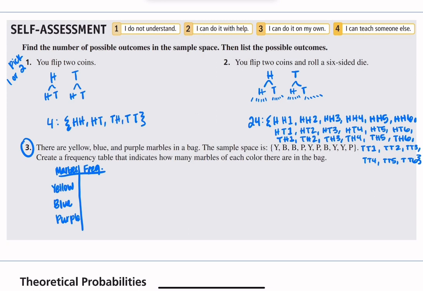Yellow, I guess I'll use this green color. Got 1, 2, 3, 4. Blue, I got 1, 2, 3. And then purple, I got 1, 2, 3. So this is our frequency table that shows how many marbles of each color are in the bag.